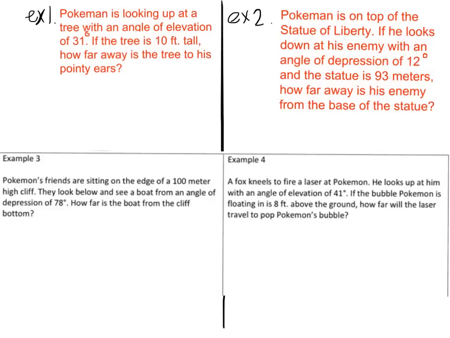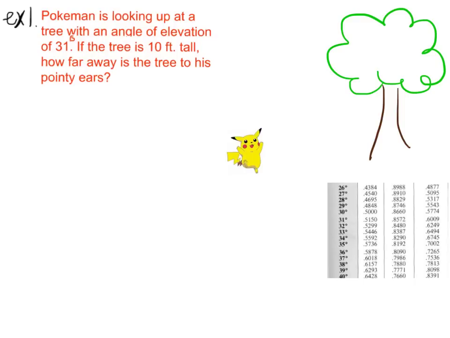Before we get started, I want you to go ahead and copy down example 1 and example 2 right above example 3 and 4. When you're ready, unpause and we'll go through all 4 examples. Let's start with example 1. Here's what it says. Pokemon is looking up at a tree with an angle of elevation of 31 degrees. If the tree is 10 feet tall, how far is the tree away from his pointy ears?